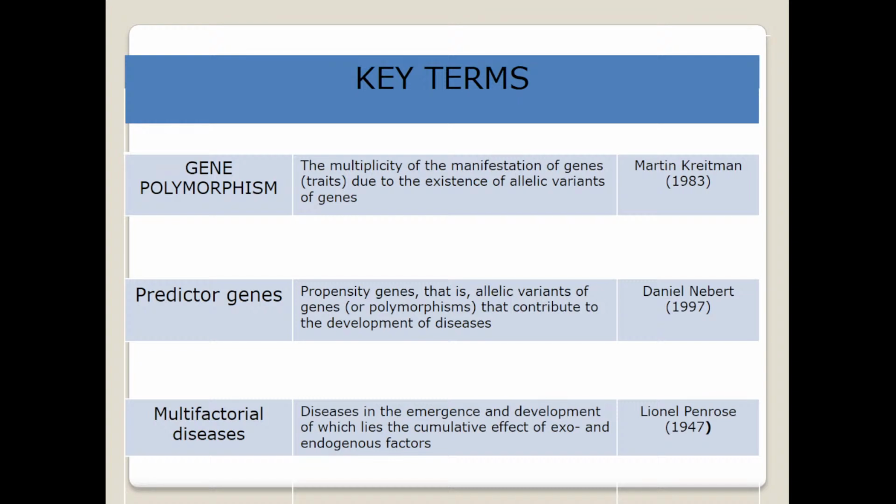Key terms. Gene polymorphism. This term was given by Martin Kreitman in 1983. It is the multiplicity of the manifestation of genes due to the existence of allelic variants of genes. Predictor genes. This term was given by Daniel Nebert, 1997, and refers to propensity genes, that is, allelic variants of genes or polymorphisms that contribute to the development of disease.